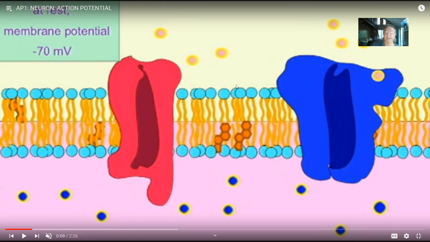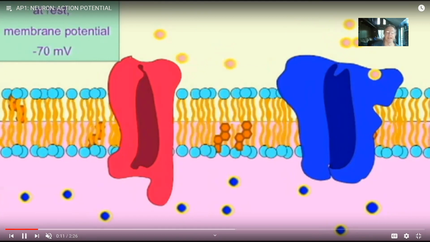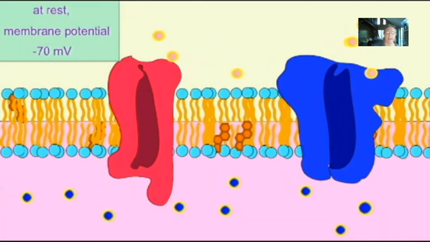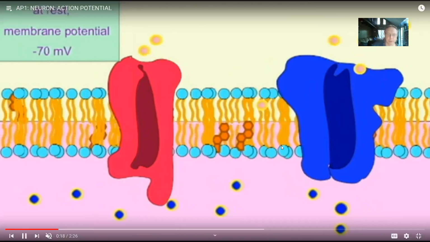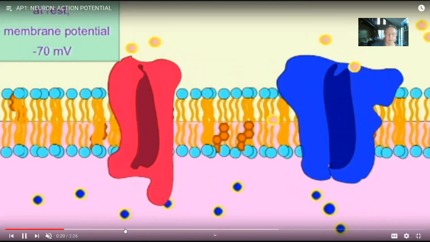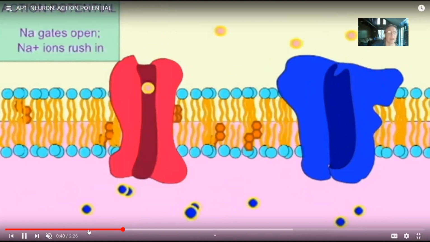At rest, there are more sodiums outside the cell than there are positive potassiums inside the cell. So there is a resting membrane potential of -70 millivolts. And that was once again thanks to the sodium-potassium ion exchange pump. I apologize for that little sodium ion going across. That one was misbehaving, sorry.